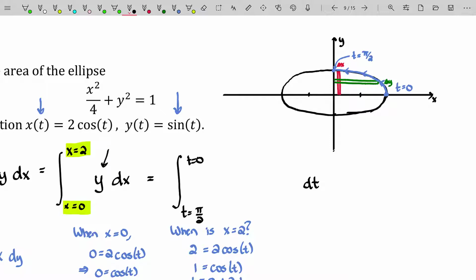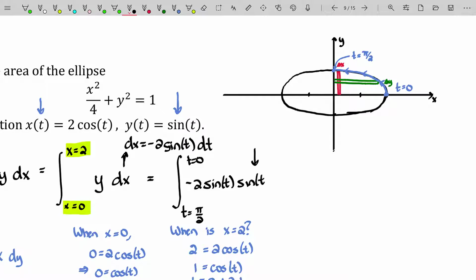Now we need to replace the y value. Luckily, we know that's sine of t. And now we replace the dx value, and we know from our Calc 1 that dx should be the derivative of x. There's x right there. So the derivative of that is negative 2 sine of t dt. So I'm going to replace this empty space right here. I already had the dt, I'll erase it just for this. And we're going to replace that space right there with a negative 2 sine of t dt.